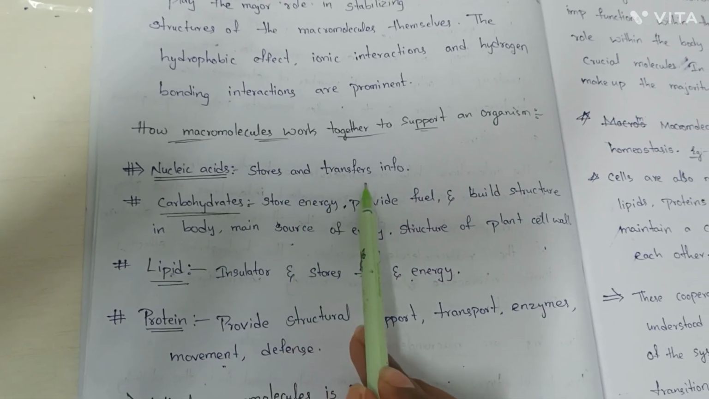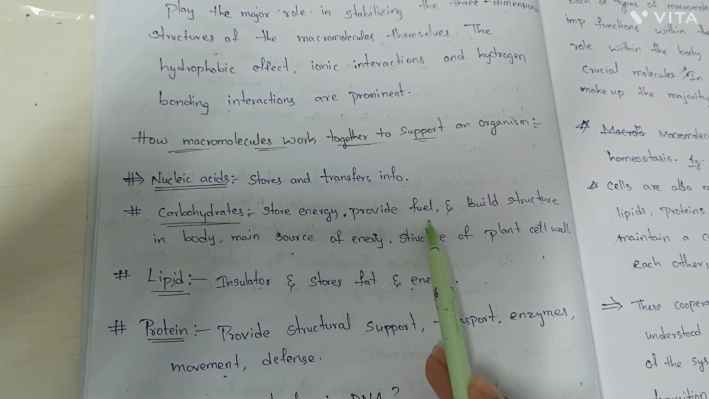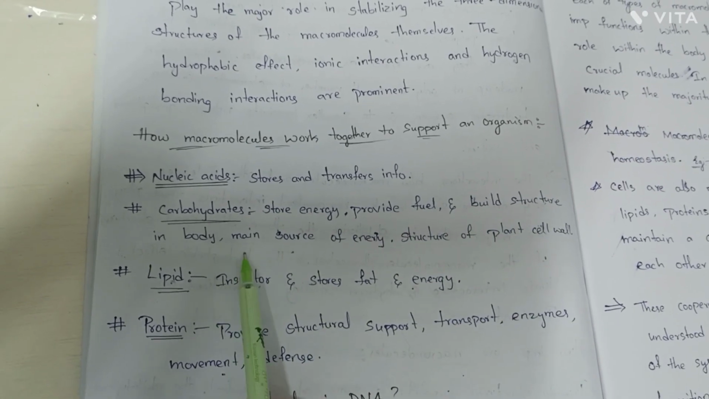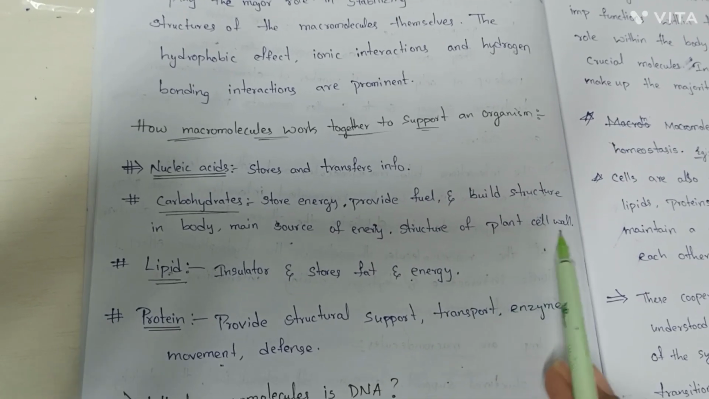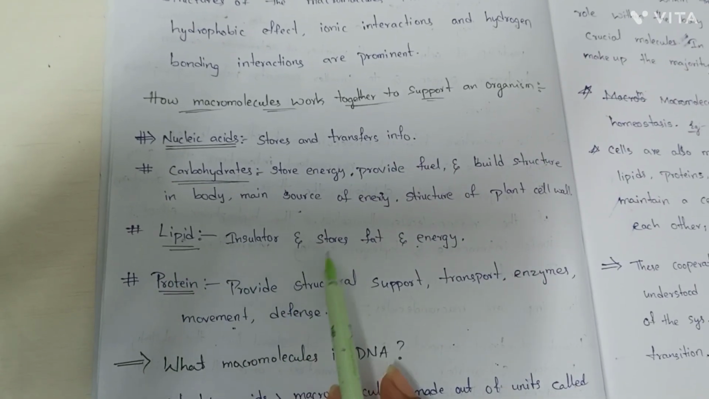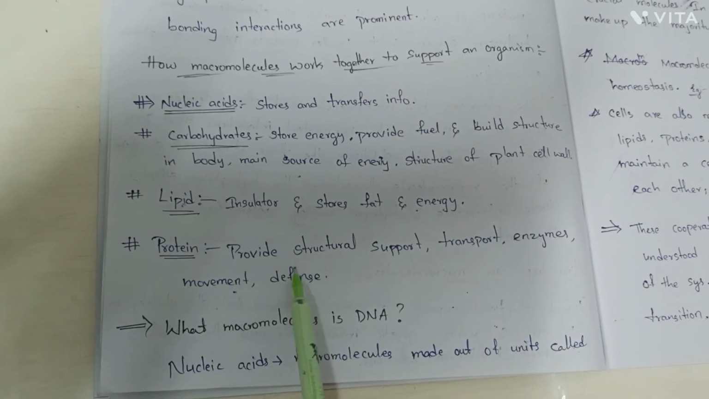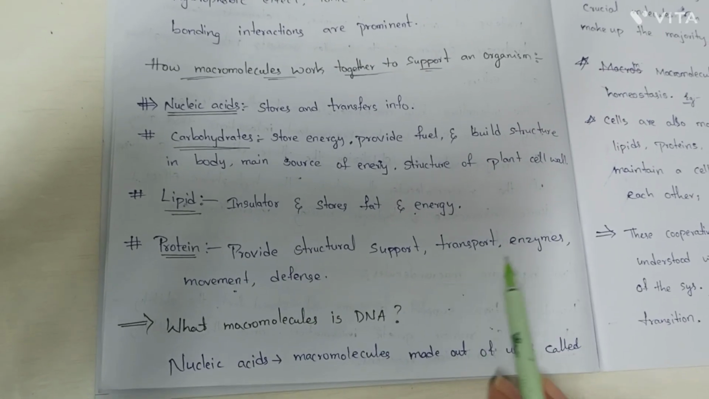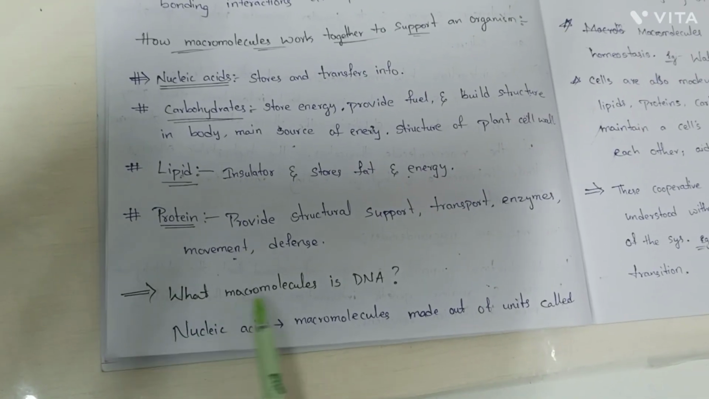Nucleic acids store and transfer information. Carbohydrates store energy, provide fuel, and build structure in the body: the main source of energy and the structure of the plant cell wall. Lipids are insulators and store fats and energy. Proteins provide structural support, transport, enzymes, movement, and defense.